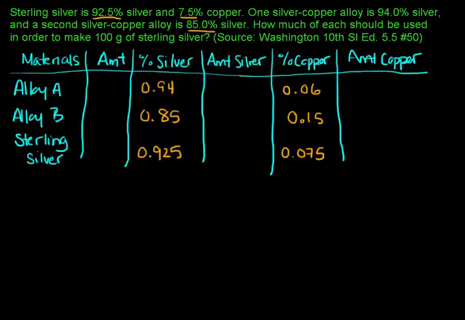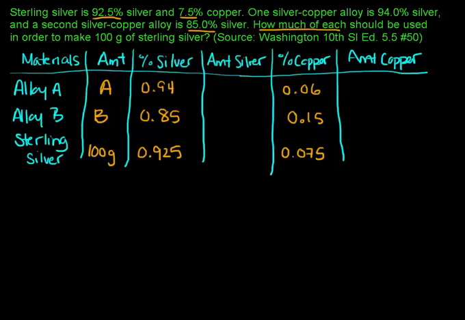So when we read the last sentence of the problem, it says how much of each should be used in order to make 100 grams of sterling silver. So that tells us the amount that we want of our final mixture, which is 100 grams. And it also tells us how we should define our unknowns, because it's asking us how much of each alloy should we be using. So that's what we want to be solving for, so that's where we're going to assign our variables. We'll let the amount of alloy A be represented by A, and the amount of alloy B be represented by B. And now we can go ahead and fill out our other two amount columns.